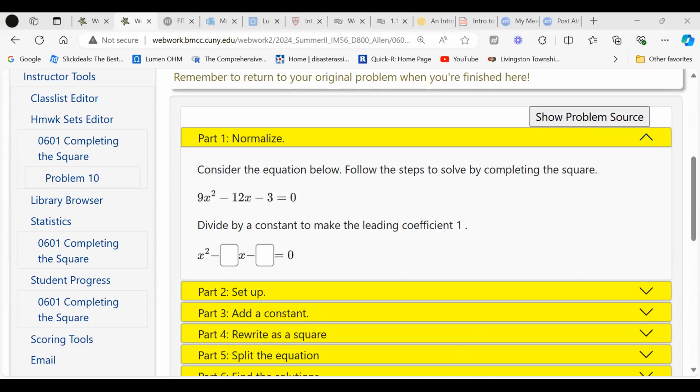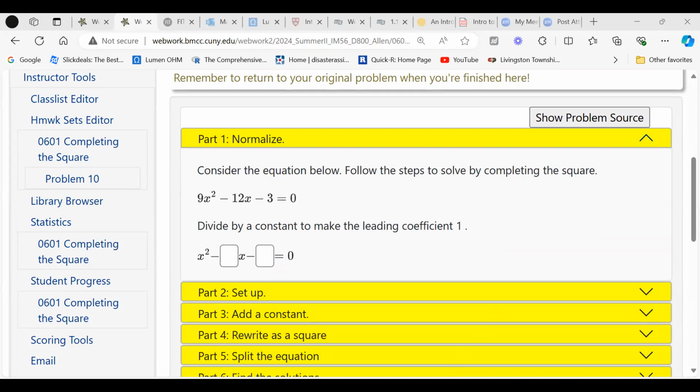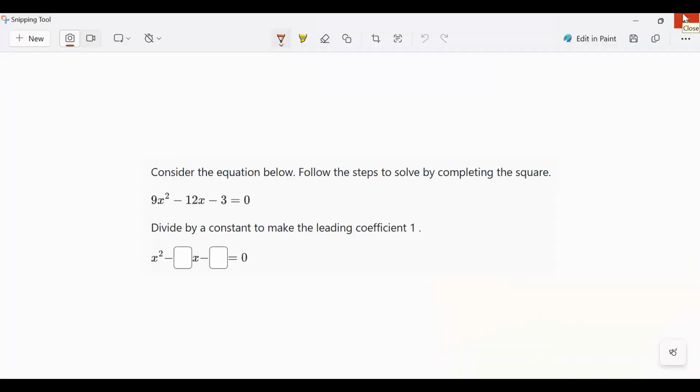So if you have something like this, with the leading coefficient a not 1, then usually the easiest way is to divide every single one of these terms by 9. And we cancel the 9. The x squared and 12, 9 can be reduced by 3, so over 3. There's 4 over 3x. And the last one, 3 over 9, reduce it, you get 1/3. 0 over 9, 0.